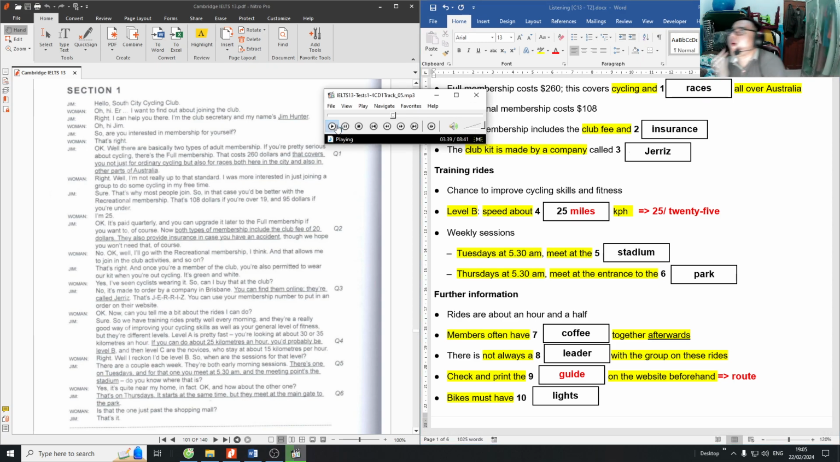Quarterly and you can upgrade it later to the full membership if you want to, of course. Now, both types of membership include the club fee of $20. They also provide insurance in case you have an accident. Past the shopping mall. That's it.